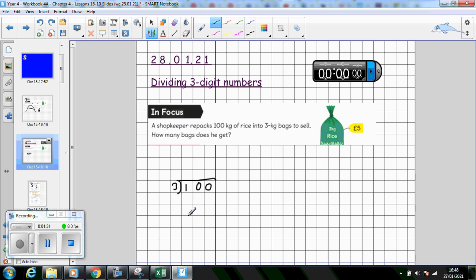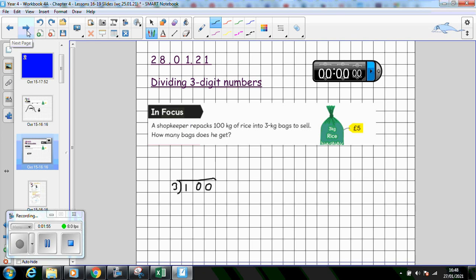If you've only used this bus stop method, I'd like you to pause the video again and show me as many different representations as you can. Can you give me a word sentence, a number sentence, a part whole model, a bar model, maybe even a number line or some fact family triangles? See what you can do.